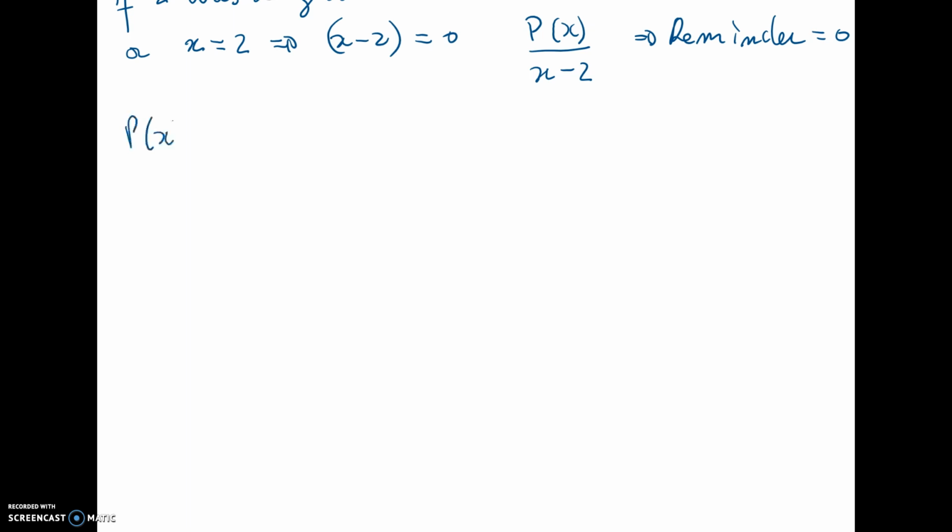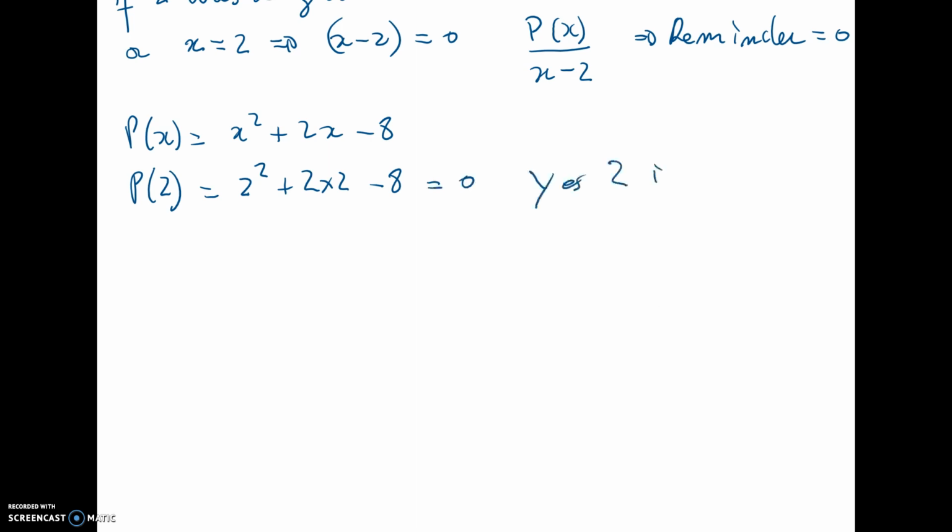My polynomial p of x is x squared plus 2x minus 8. So if I calculate p of 2, it's going to be 2 squared plus 2 multiplied by 2 minus 8. And I found 0. So yes, 2 is a 0.